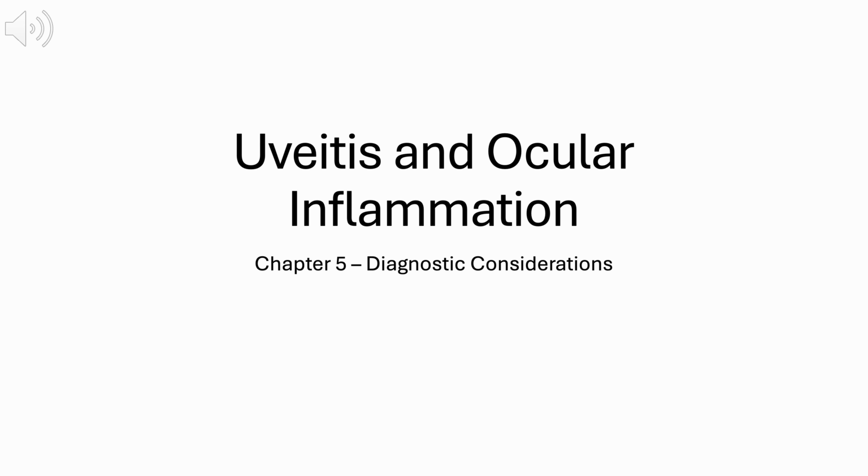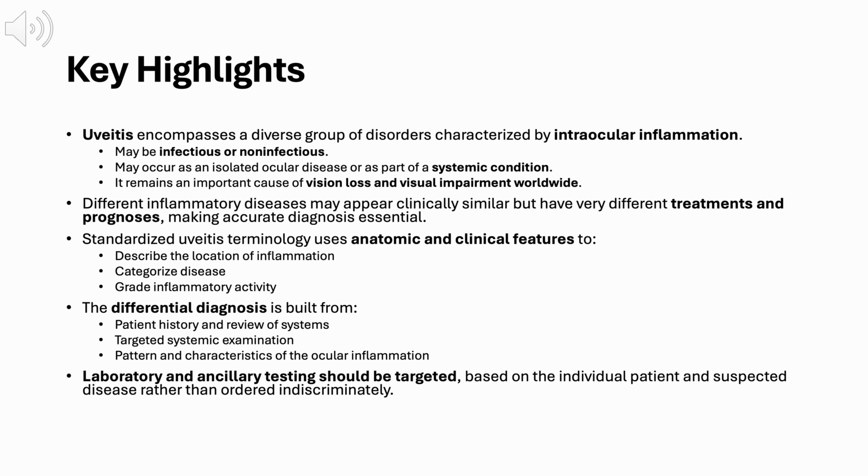Here's the framing for the whole chapter. Uveitis isn't one disease. It's a diverse group of intraocular inflammatory disorders. It can be infectious or non-infectious, and it can be isolated to the eye or a window into a systemic condition. It remains a major cause of vision loss worldwide. The central challenge is that very different diseases can look nearly identical in the eye while demanding completely different treatments, so accurate diagnosis is everything.